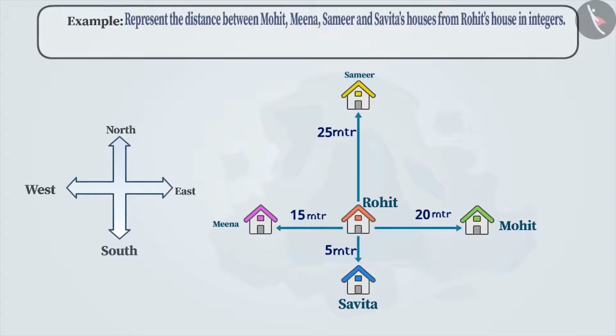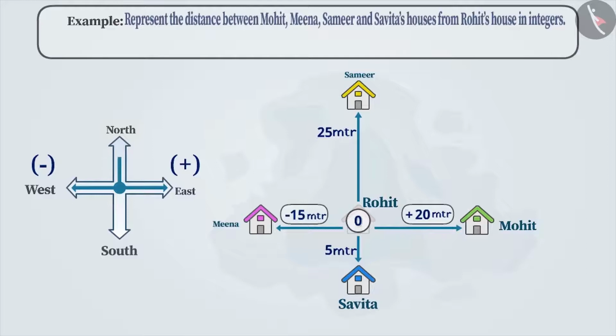The distance between Mohit, Meena, Samir, and Savita's houses from Rohit's house is given. Therefore, we represent Rohit's house as 0. In this example, we represent the distance towards the east by a positive sign and its opposite direction, that is west, by a negative sign. Therefore, the distance from Rohit's house to Mohit's house is plus 20 meters and the distance from Rohit's house to Meena's house is minus 15 meters.